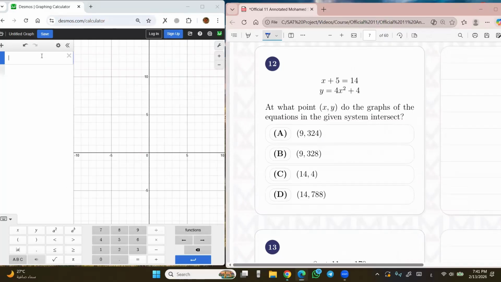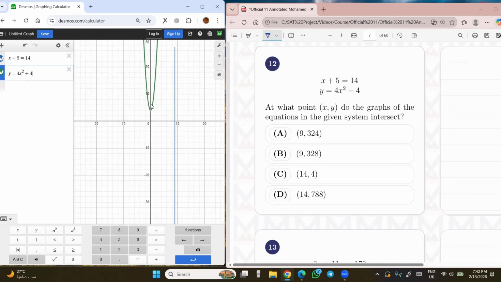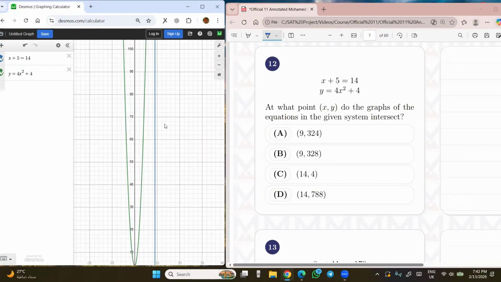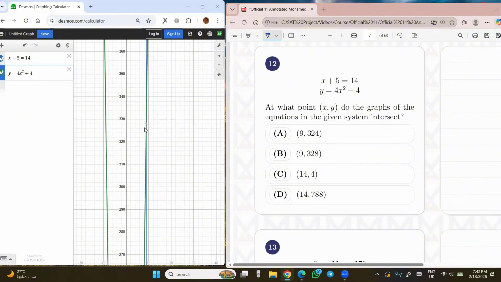Let's try them here. X plus 5 is equal to 14. And the second one, y is equal to 4x squared. You can just click on squared here and then plus 4. Look at the graphs here, and you can see that they can intersect, but at a very distant point. Just move through it, and then just click here, the point appears. So 9 and 328. That's a good way to answer the question.